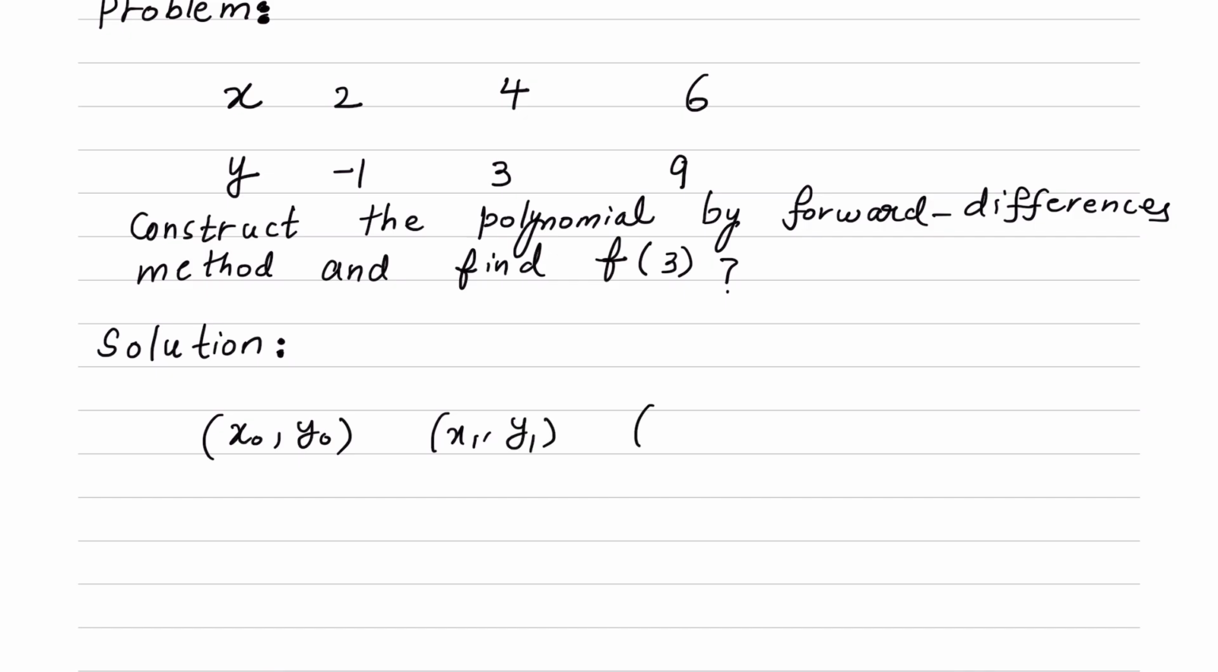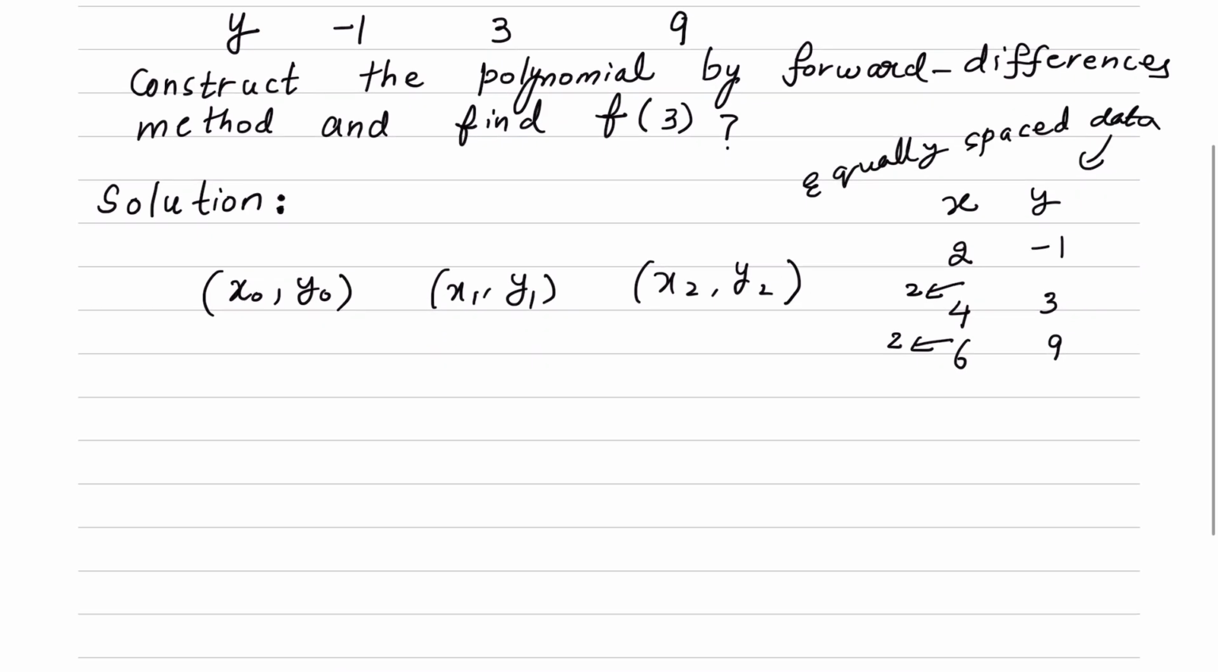we can see that this data is equally spaced because we have x values 2, 4, 6 and y values -1, 3, 9. To see if your data is equally spaced or not, you don't have to look at y values, but see that the difference between every two consecutive x values is the same. 4 minus 2 is 2, 6 minus 4 is 2. So the difference between every two consecutive x values is the same, which is here 2. So yes, our data is equally spaced.